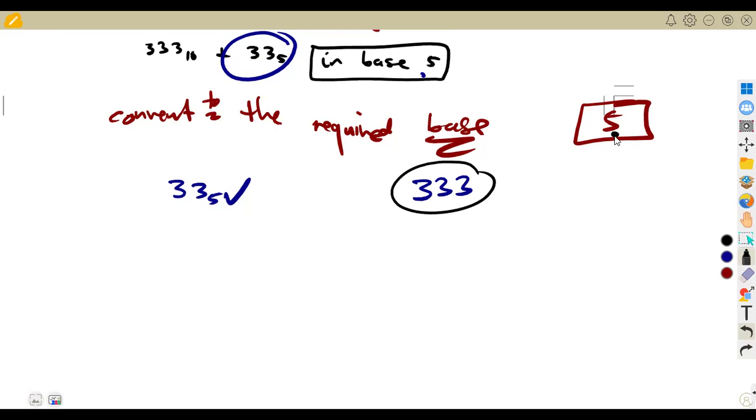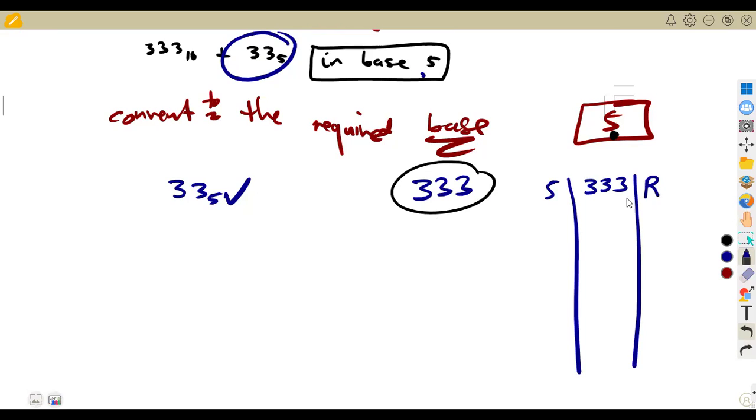So we have to convert to the required base, which is base 5. So let's divide by 5, noting the remainders down. 33 divided by 5, that is 6 into 30, we've got a remainder of 3. 33 divided by 5, that's 6 again, a remainder of 3.